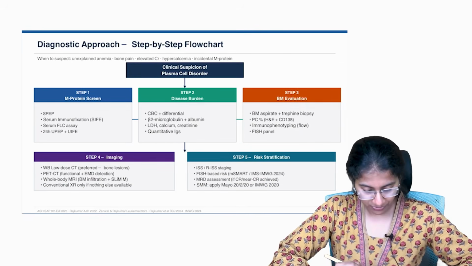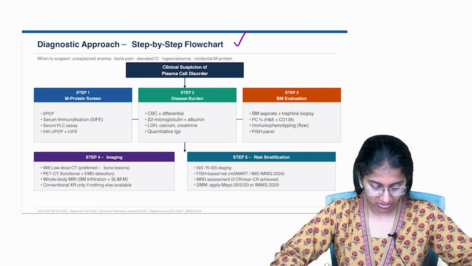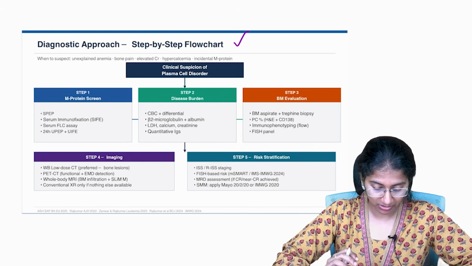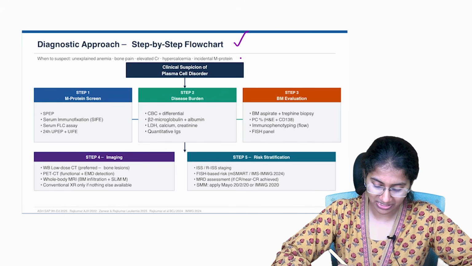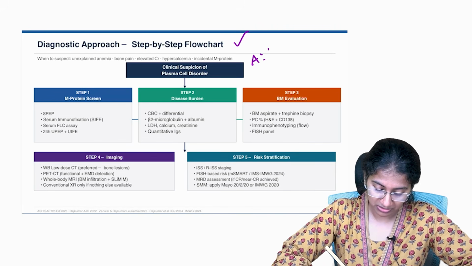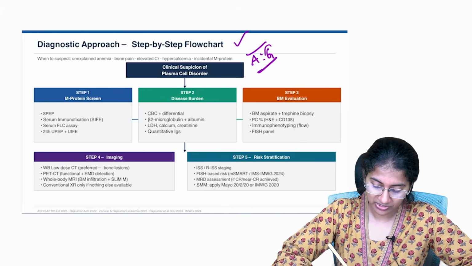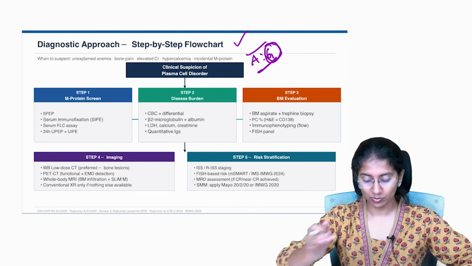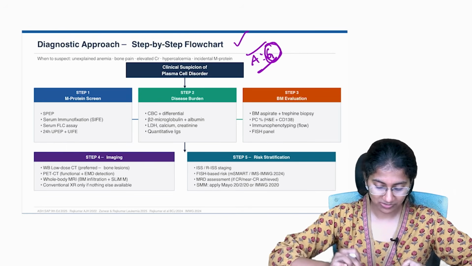So diagnostic approach, step-by-step flow chart. Okay, when to suspect: unexplained anemia, bone pain, elevated creatinine, hypercalcemia, incidental imaging findings. And one more thing, whenever there is an anion gap reversal. Okay, so anion gap reversal gives a clue that globulins are high. So we need to think about myeloma if it is in the background of all these features.